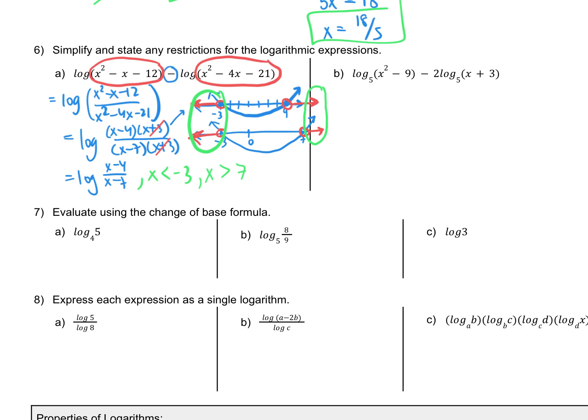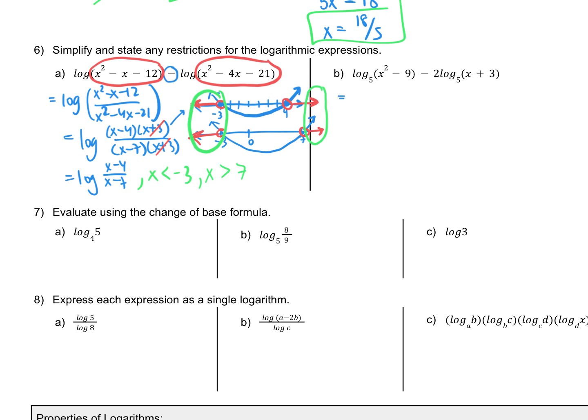If I satisfy one of these conditions, one of these restrictions, I will have a positive number to take the log of. And that is the goal here, because again, the restrictions correspond to the vertical asymptotes of your logarithmic function. Let's try another one.